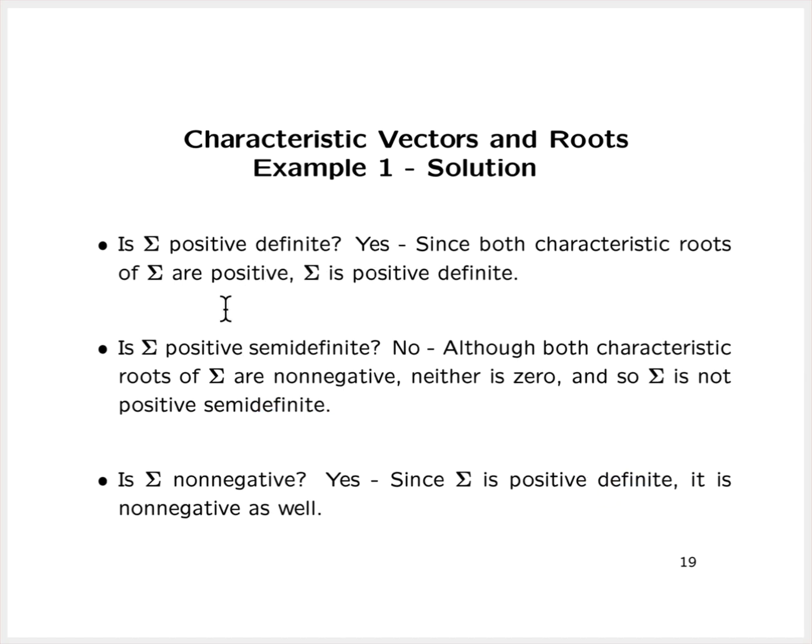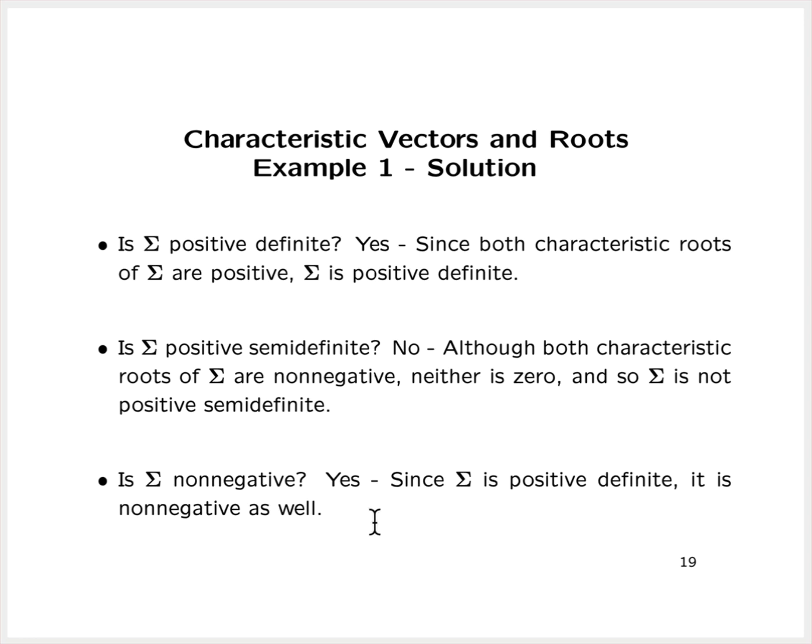Now, is capital Sigma positive definite? Yes, it is. Since both characteristic roots are positive, capital Sigma is a positive definite matrix. Is capital Sigma a positive semi-definite matrix? No, it's not. Although both characteristic roots, lambda 1 and lambda 2, are in fact non-negative, neither is 0, and so capital Sigma is not a positive semi-definite matrix. Now, is capital Sigma non-negative? Yes, it is. Remember, in order to be non-negative, it's either got to be positive definite or positive semi-definite. If it's either one of those, then it's non-negative.